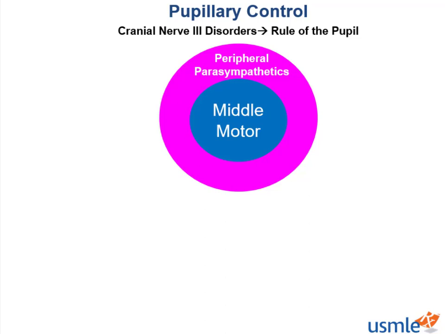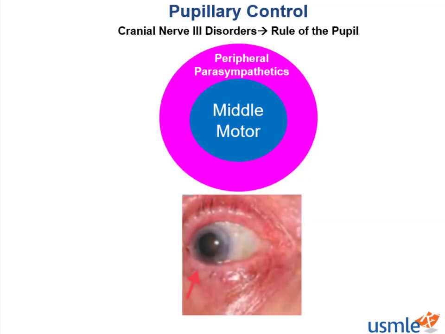And so, if the peripheral parasympathetic fibers of cranial nerve 3 are impaired, this leads to a dilated pupil, because without parasympathetic signaling, sympathetic pathways take over. In reference to the middle motor fibers of cranial nerve 3, if they become impaired, the patient will present with a down and out eye.